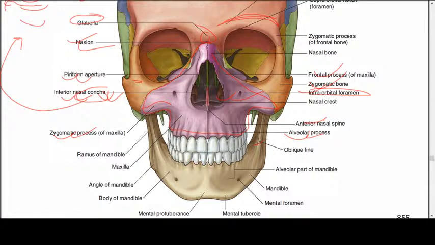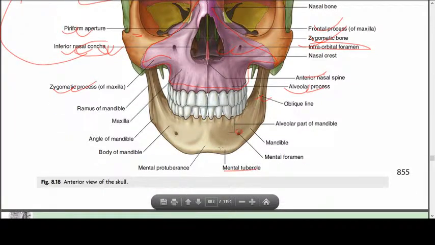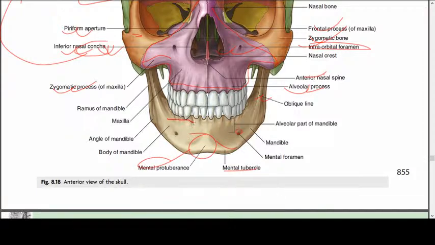The oblique line is present in the mandible. It has the mental foramen, mental tubercle, mental protuberance, and the body of the mandible. Then the mental foramen, the angle of the mandible, and the ramus of the mandible. Oblique line.